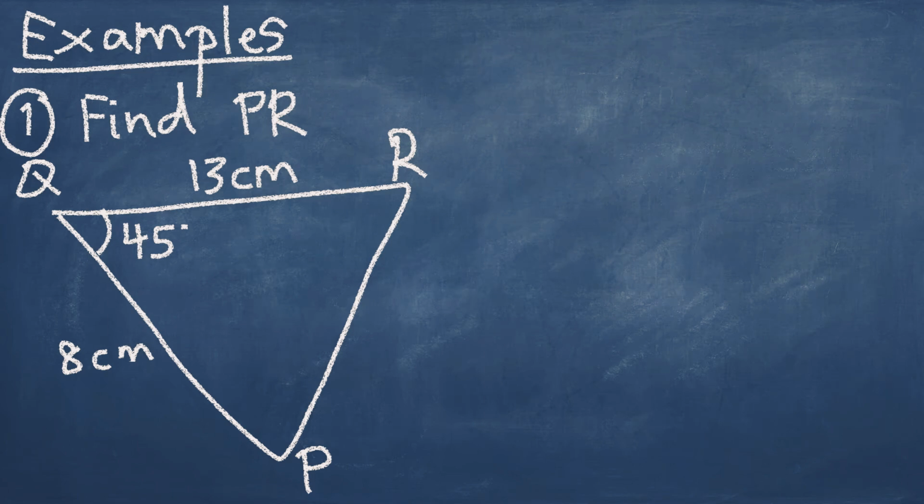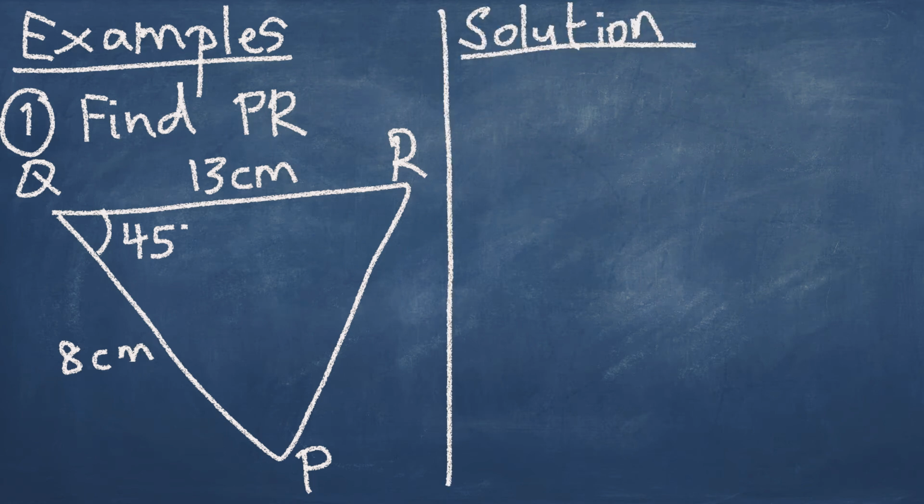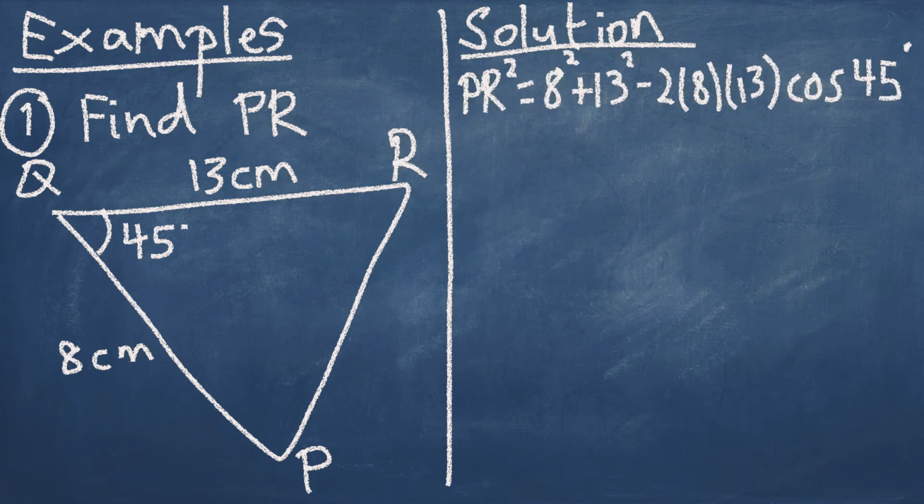If you look at the first example, you're going to find the length of PR. So this is when you have two sides and the angle in between, what we call the included angle. In order to solve this question, first we look at the formula. You put PR square outside, and then it equals 8 square plus 13 square minus 2 times 8 times 13 times cos 45. This is how the formula goes.